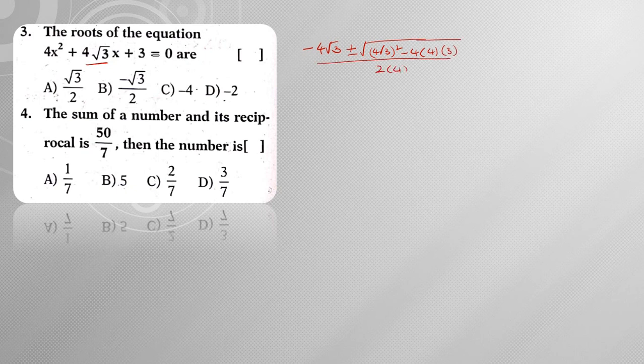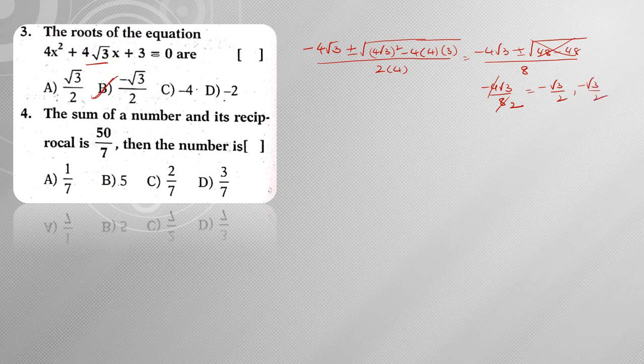So 2a means 2 into 4. This I can write as minus 4 root 3 plus or minus square root of 4 root 3 whole square. 16 3s is nothing but 48, minus 4 4s are 16, 16 3s is 48, by 2a. So 2 4s are 8. Now since this is 0, you can directly write it as minus 4 root 3 by 8. In the 4 table this cancels 2 times, so the answer is minus root 3 by 2 comma minus root 3 by 2.